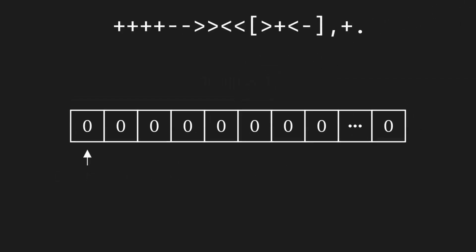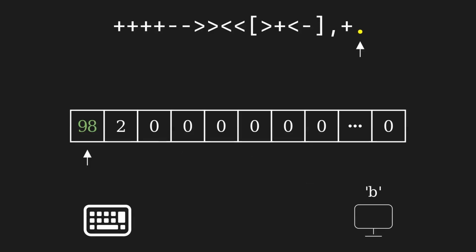The plus and minus instructions increase or decrease the value at the data pointer by 1. The less than and greater than instructions move the data pointer left or right. Square brackets define a loop that repeats the enclosed instructions until the value at the data pointer is 0. Finally, the comma and dot instructions allow you to read and print a character using ASCII encoding.